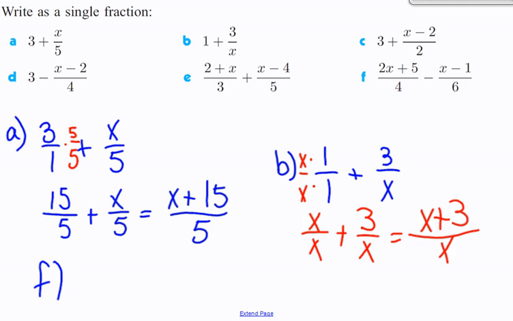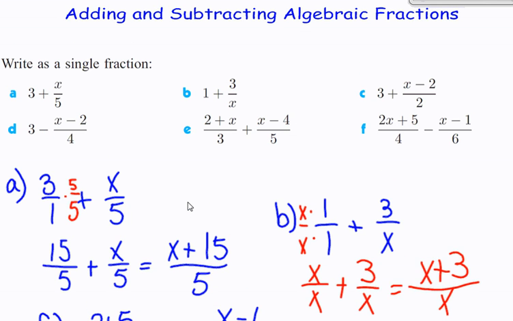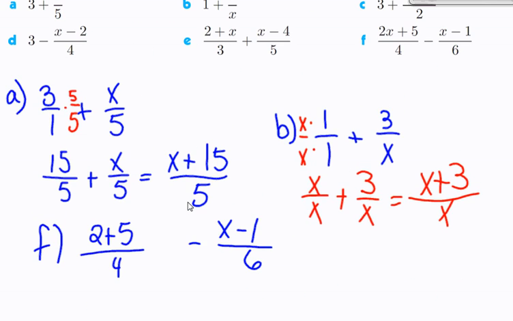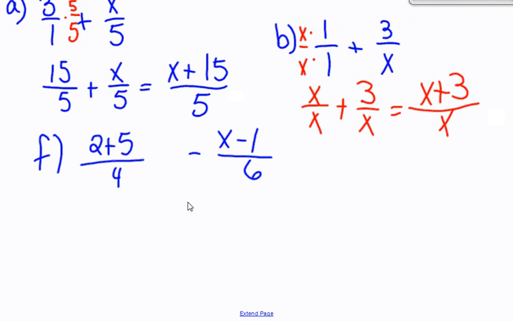So for letter F, we have 2x plus 5 over 4, minus x minus 1 over 6. Okay, so we need a common denominator here. So this is 2x plus 5 over 4, minus x minus 1 over 6.